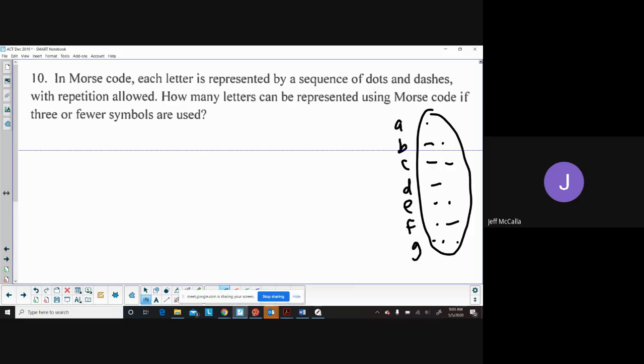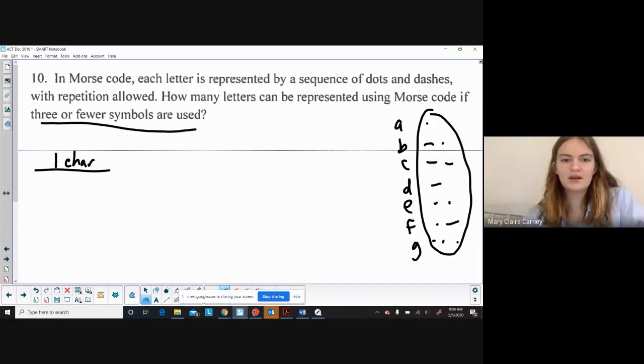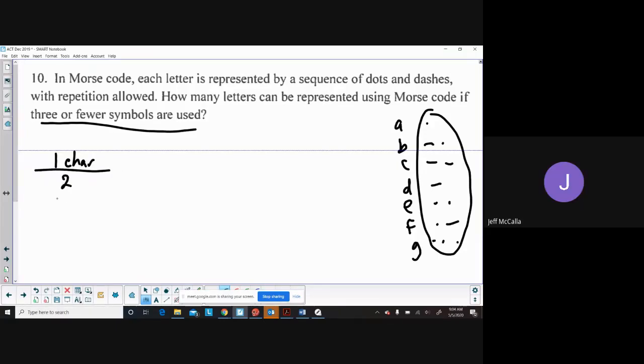Okay, so let's look at this. By sequence of dots and dashes, how many letters can be represented by Morse code if 3 or fewer symbols are used? Let's talk about 1 character letters first. How many 1 character letters are there? 2, right? The only options there are dot or dash. So there are 2.